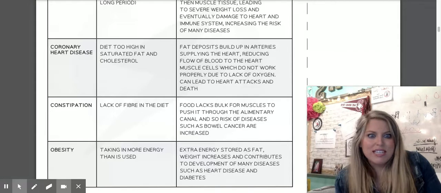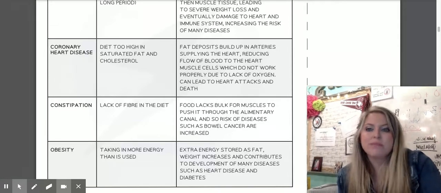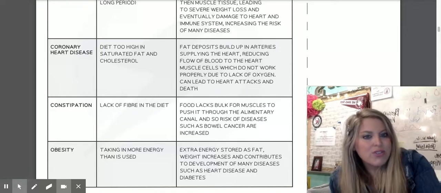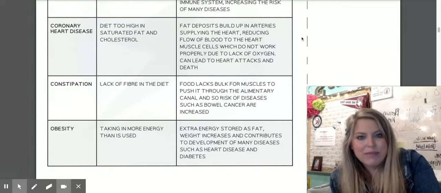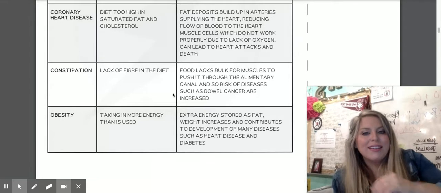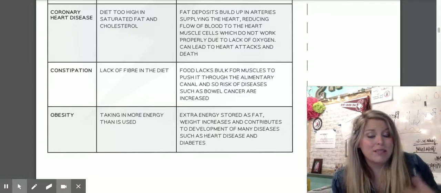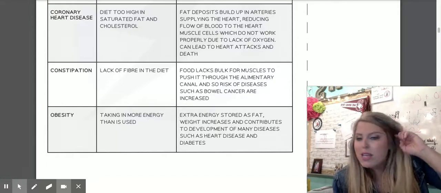All right, always the next fun one to talk about with ninth graders, constipation. This is a lack of fiber in the diet, so that roughage, so leafy green type foods that help our digestive system keep on moving. So this food lacks bulk for muscles to push it through the alimentary canal, and so the risk of diseases such as bowel cancer are increased if you have constipation over long periods of time.